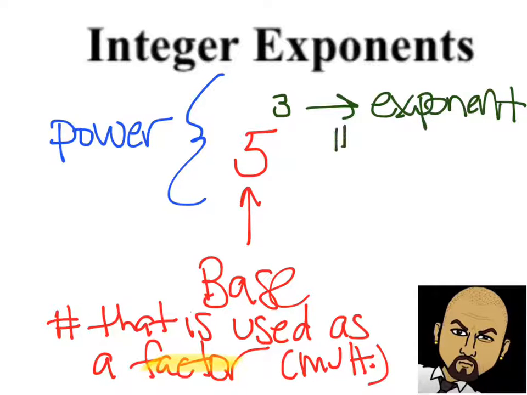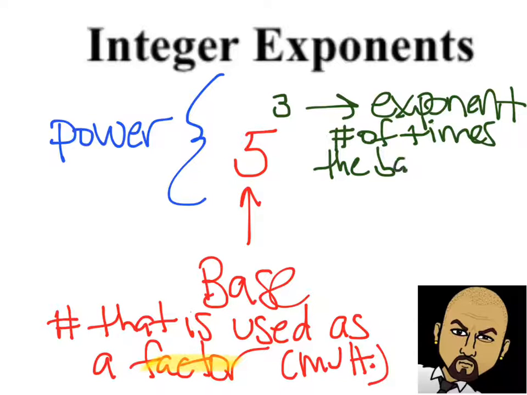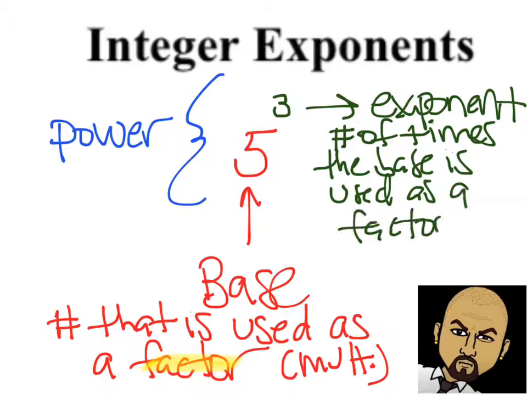Now the exponent. What is the exponent? The exponent tells you the number of times that the base is used as a factor. Again, factor means multiply. In lower grades, they told you how many times you multiply the number by itself. But higher level thinking tells you that the exponent is the number of times that the base is used as a factor. Okay, so let's go ahead and get started.